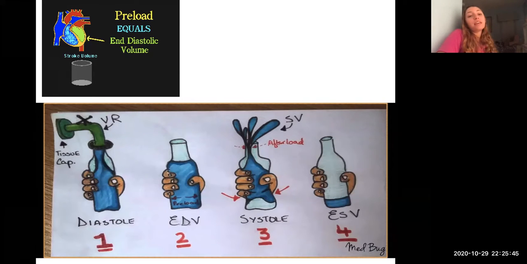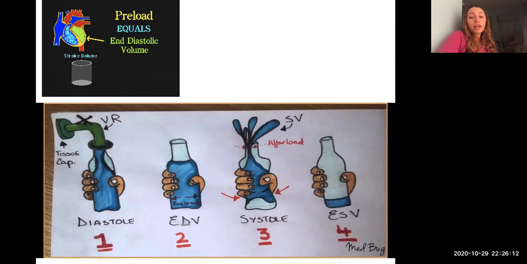All right, so we're going to say that this is the atria contracting and pushing the rest of the blood into the water bottle, or the ventricle, right? And the ventricle is going to take the blood in. And then the next step would be after the AV valve closes, then it would be called the end diastolic volume. And the end diastolic volume is also called the preload.